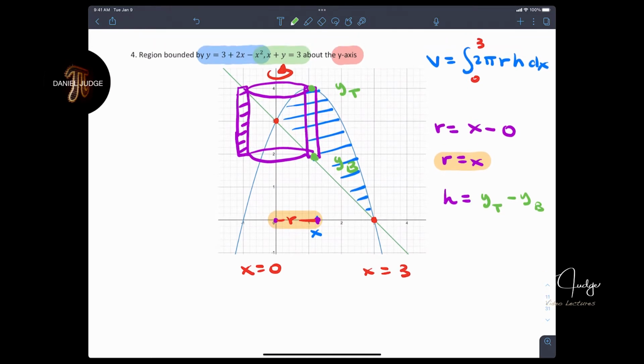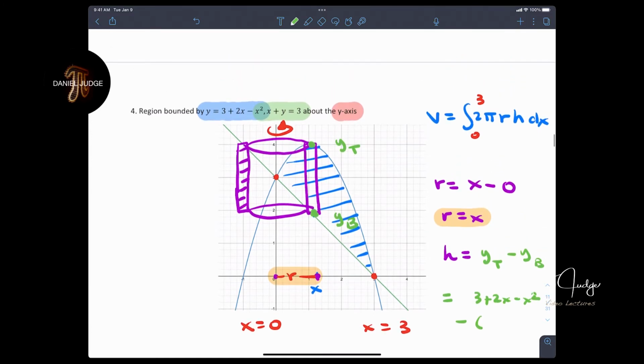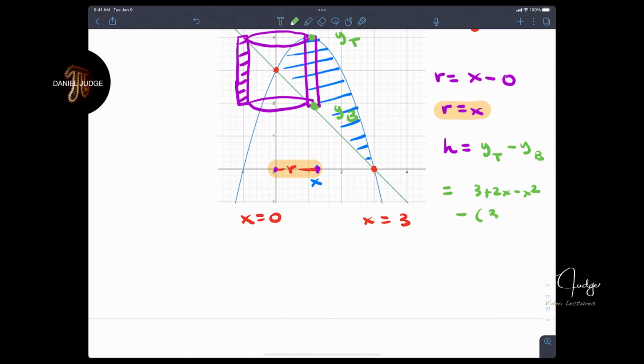where the top curve was in blue, that's your 3 plus 2x minus x squared, minus the bottom curve in terms of the y variable. So if you have x plus y is 3, this means y is 3 minus x. So you get 3 minus x. So let's really take a look at that detail for our height.